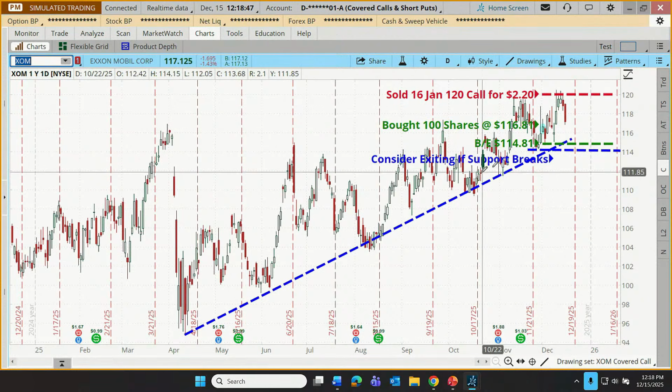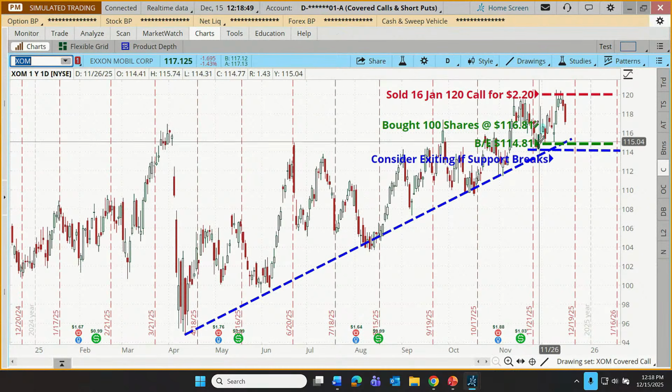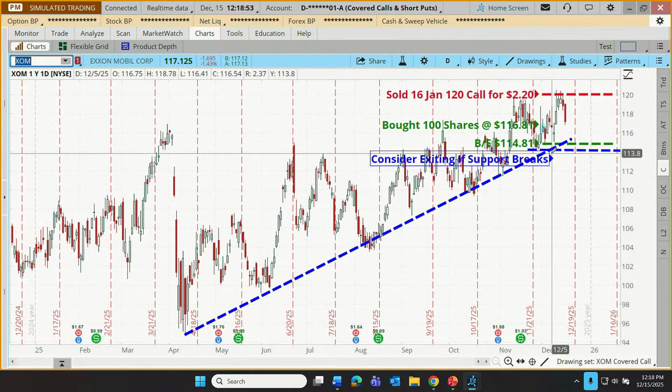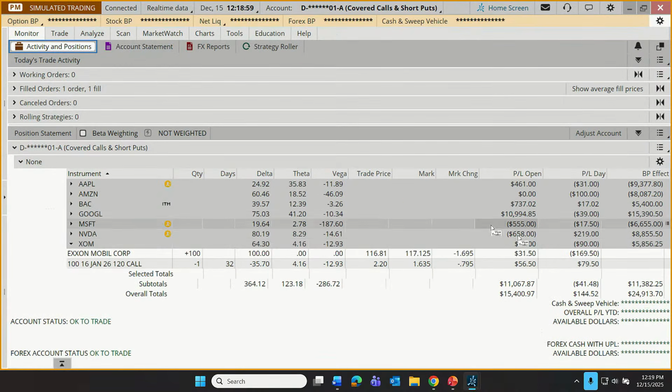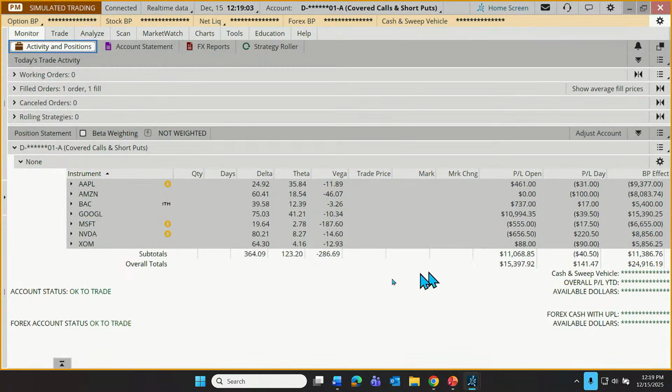We have a plan. If this horizontal support, the most recent price floor, breaks, we might consider selling those shares, getting out of the call, and wrapping it up. But we're still above trade break even, and for this one overall, we're up a little bit, 88 bucks. There we go. So those are our current positions.